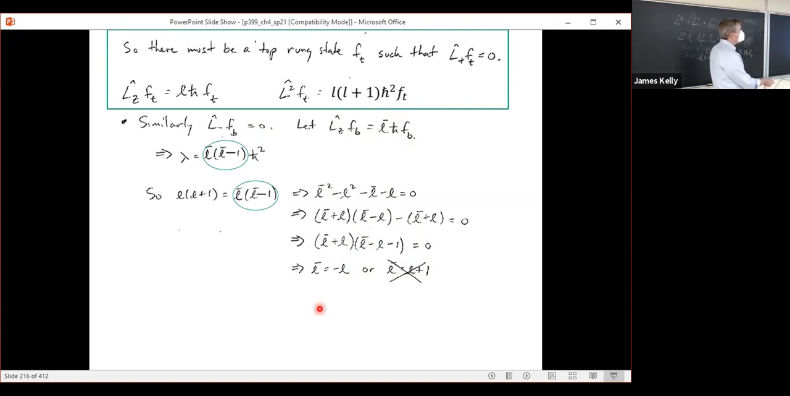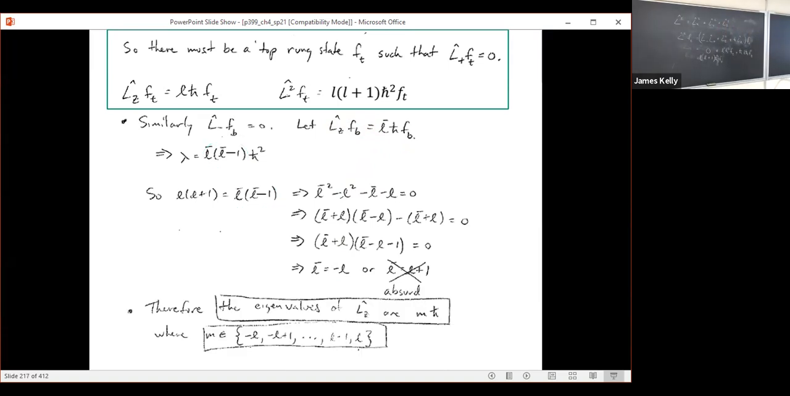Okay, and so that means that if you're on the bottom rung, the LZ eigenvalue is minus L H bar. It's plus L H bar on the top rung. And you go up by H bar every time you go up 1 on the rung. So I start at minus L H bar, and then I go to minus L plus 1 times H bar, and all the way up until I get to L by integer increments.